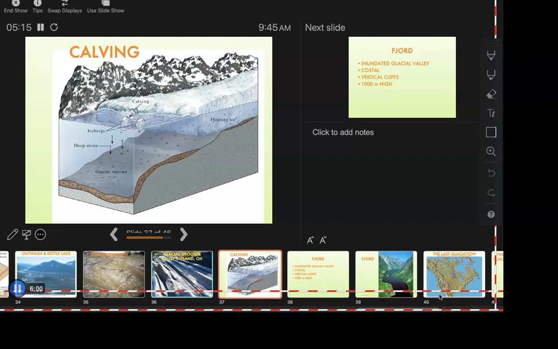We also talked briefly about calving the other day. Calving, depends if you pronounce the L or not. It's up to you. Calving. Oh, that's easy to say. Yeah, that's pretty easy. And it is the process of icebergs breaking off, okay?